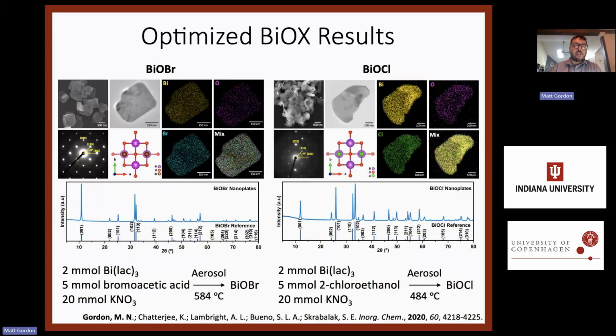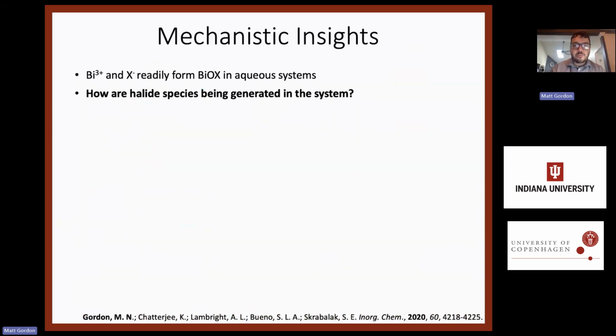And so in our very first paper, we combined bismuth lactate complex and these organohalide molecules. We used an inorganic salt flux, and we did this in an aerosol synthesis method. We were able to make the nanoparticles shown here, where we have bismuth oxybromide on the left, bismuth oxychloride on the right. They were phase pure oxyhalides, single crystalline, as determined by selected area electron diffraction, and were overall demonstrated to be useful photocatalysts in that paper.